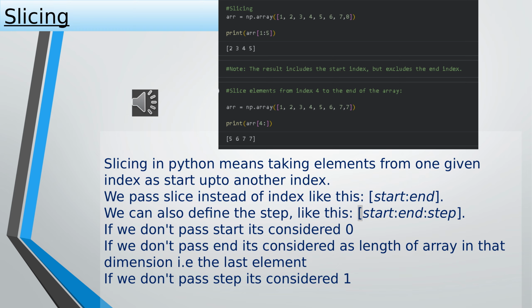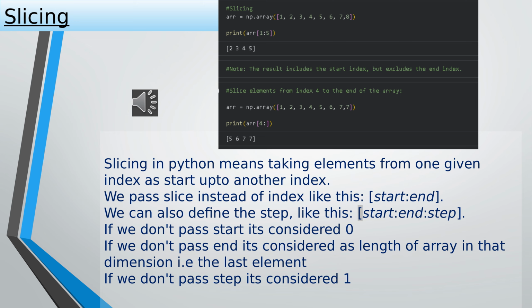Let's understand this with an example. If we write arr[1:5], Python starts from index 1 and stops before index 5. Index 1 contains the value 2. Index 2 contains the value 3. Index 3 contains the value 4. Index 4 contains the value 5. Since index 5 is excluded, the output becomes 2, 3, 4, and 5. This explains why the end index is never included in the result.